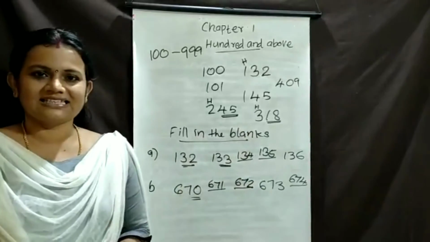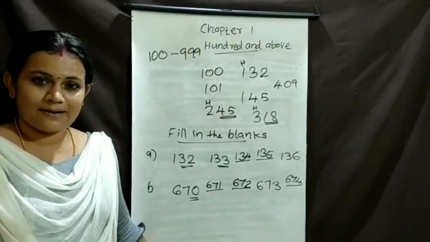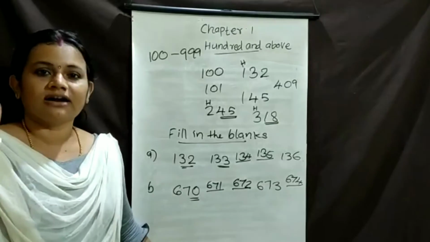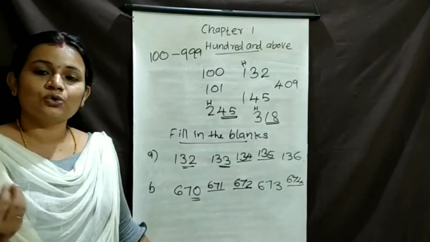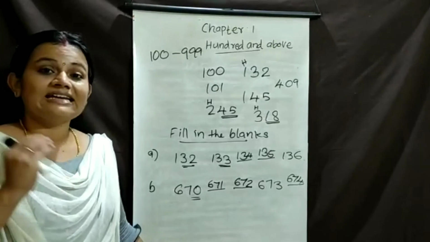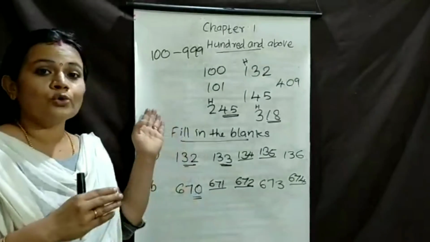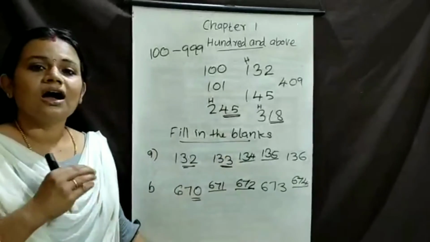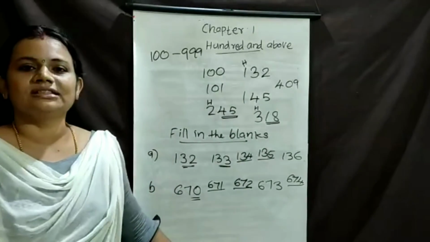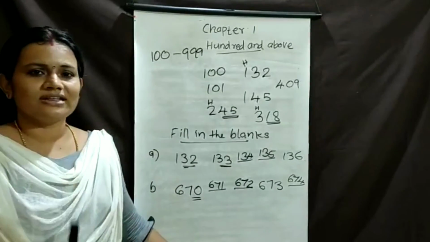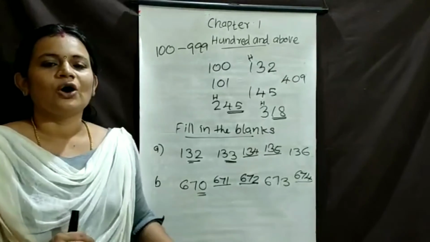Understood. Okay, my dear children, we will wind up our class. Today we discussed 3-digit numbers, and how to form 101, 102, like that. Then earlier we studied 1 ten is 10, 2 tens are 20. Last, we discussed 10 tens are 100. Now we discussed how to read 3-digit numbers. Then last one, fill in the blanks. If you have any doubt, you ask me personally.